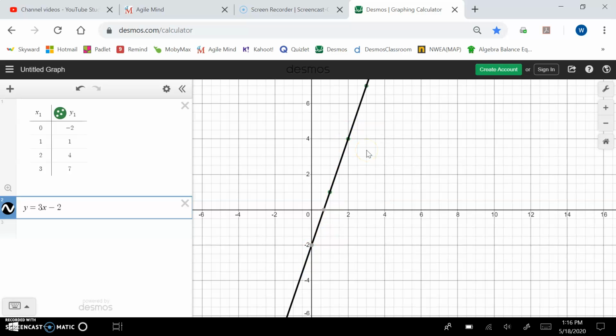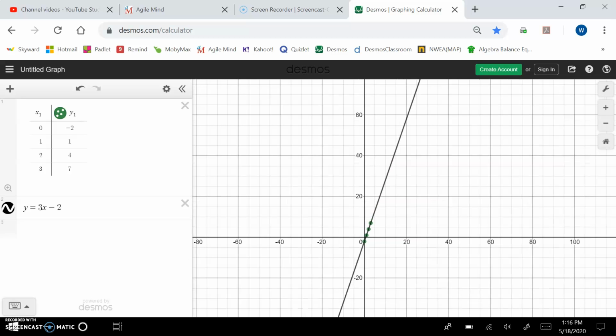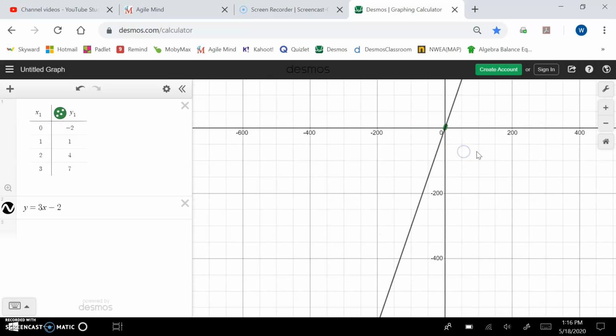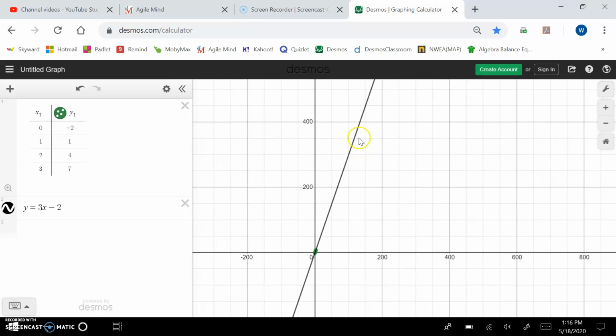Now, right now, my graph is only showing some of the solutions. The ones from, looks like x is about negative 2 to x is about 3. But notice, I could zoom way out and you get all these way bigger numbers, and this could go on forever and ever. And I get all these other points that also make that equation true. So if I clicked way out here, so if x was 143, 3 times 143 minus 2 would be 427. So every point on that line makes that equation true. So I've done it correct.